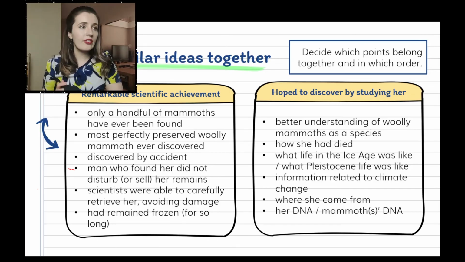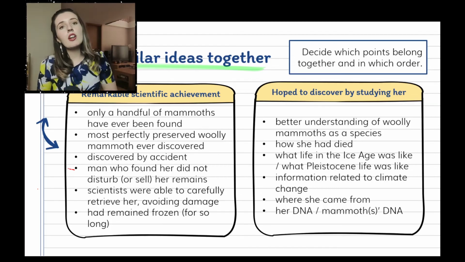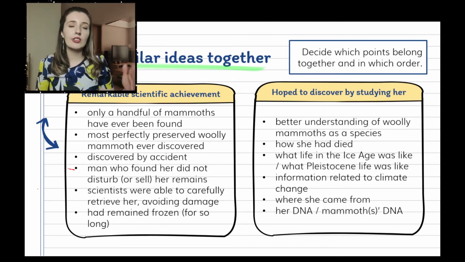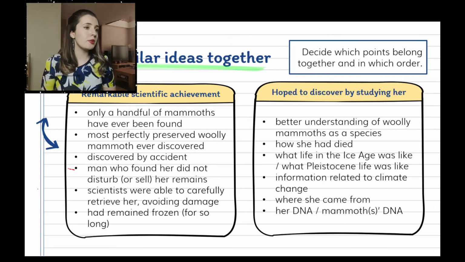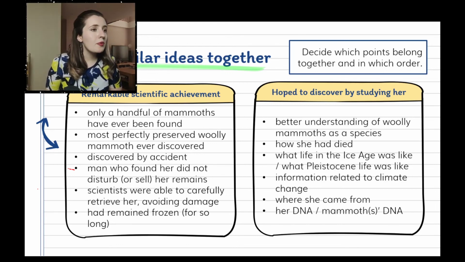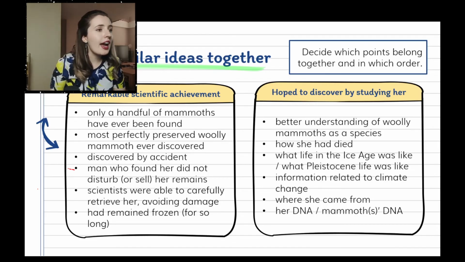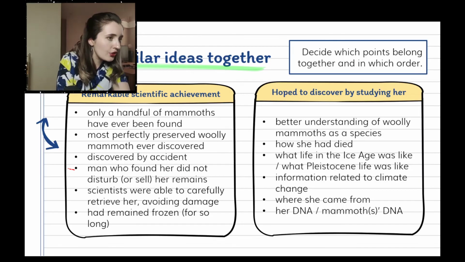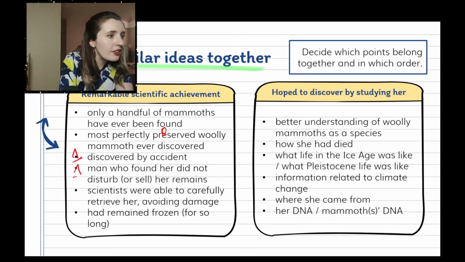Let's have a look at the first one together. So I'm going to have a think now about which points I think are kind of similar or would sound right in the same sentence or directly after one another. What order am I going to put them in? So perhaps I might put the discovered by accident, and let me just find where my pen is on the screen. Hello, where are you? Oh, she's all the way over here. Okay. So the fact that she's discovered by accident, I think, is quite similar to the man who found her did not disturb her remains, because that's all about how she was found. So I'd put those two points together.